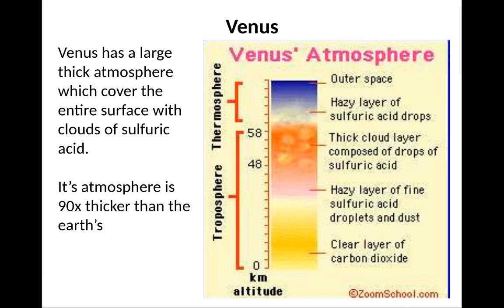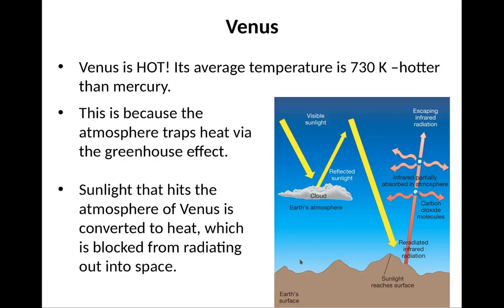Venus' large, thick atmosphere covers the entire surface with clouds of sulfuric acid. This atmosphere is 90 times thicker than the Earth's, right? So basically, this is the structure of Venus' atmosphere. There are hazes of sulfuric acid, with a clear layer of carbon dioxide underneath, and it's much thicker than the Earth's atmosphere. Venus is really hot.